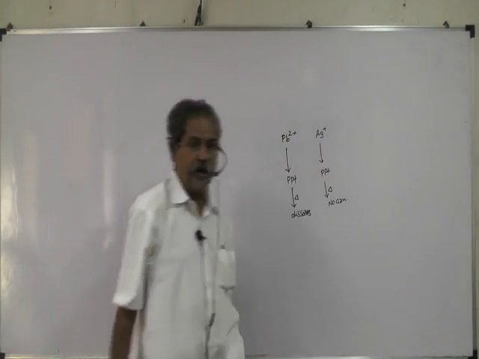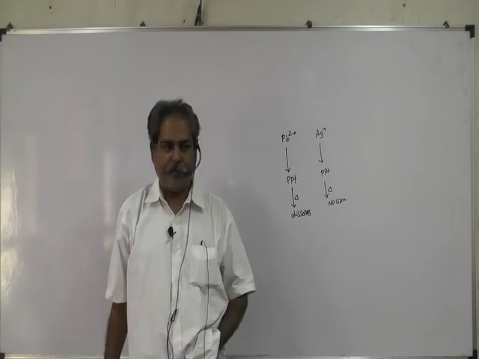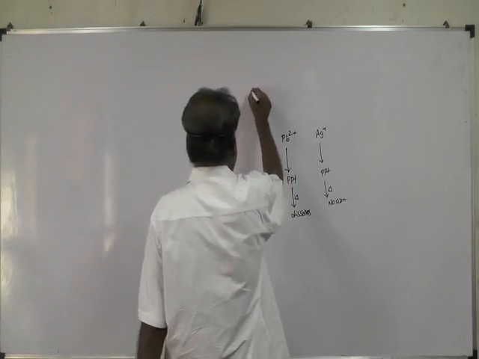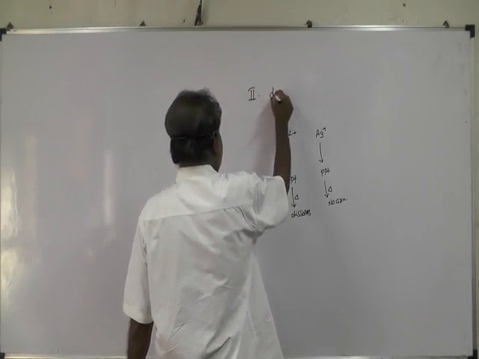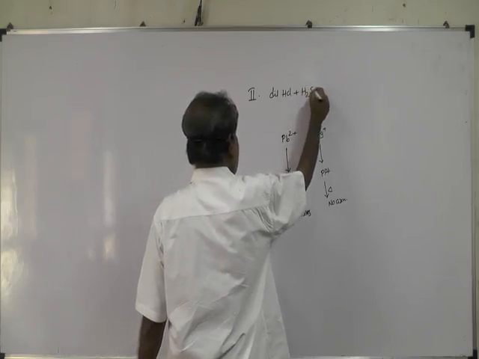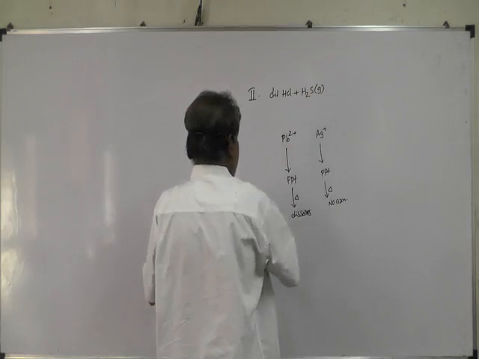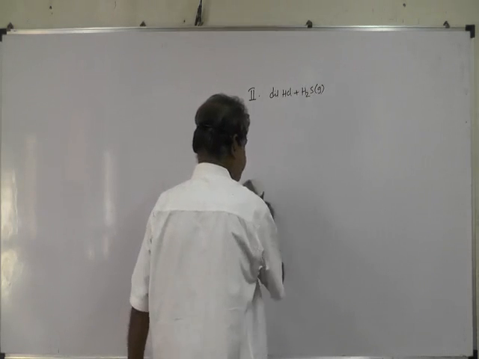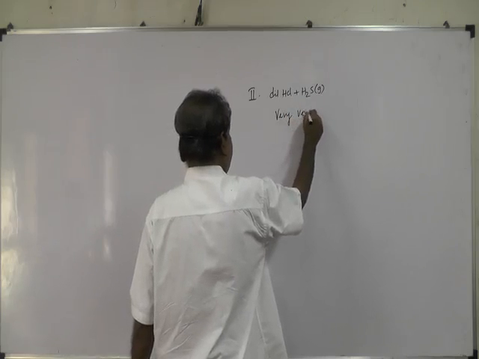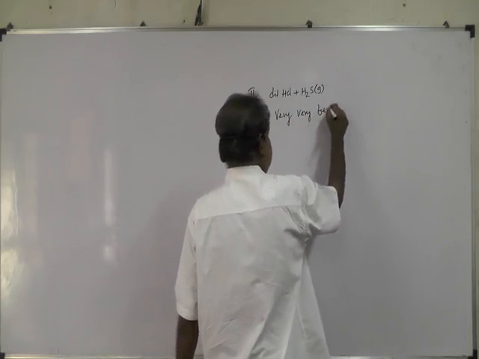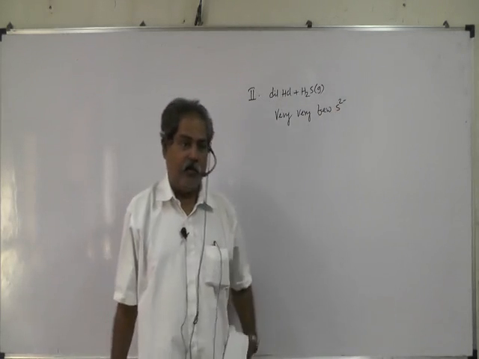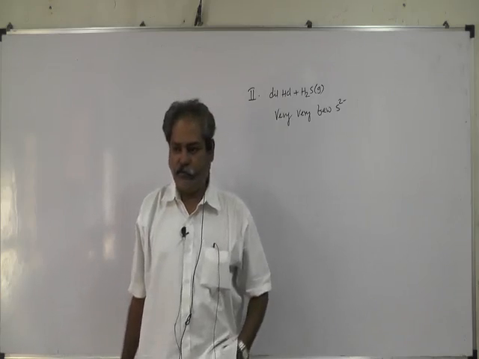So suppose nothing happens when dilute HCl is added. You need not throw the test tube out. You add H2S to that. Dilute HCl plus H2S gas. What does it provide? Very, very few sulfide ions. I have written very, very 2 times because there will be another group where there are very few sulfide ions.